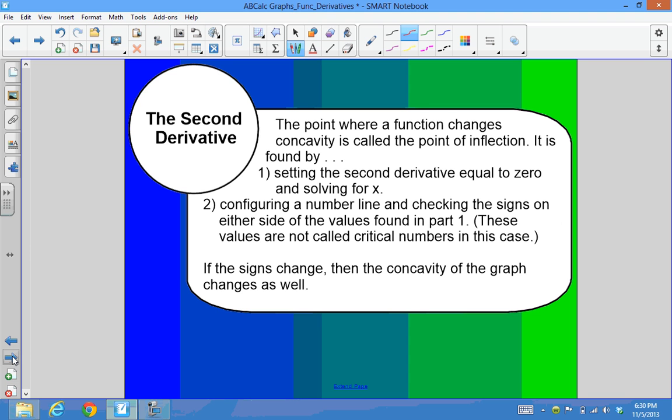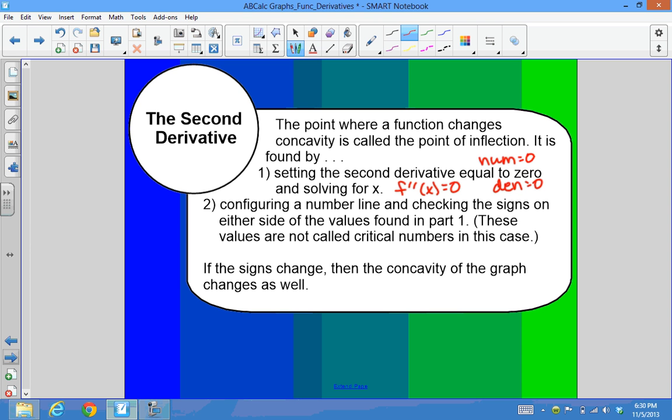The point where a function changes concavity is called the point of inflection. It's found by setting the second derivative equal to 0 and solving for x, so f double prime of x equals 0. Oh, and I should have said equal to 0 for both the numerator and the denominator. Numerator equals 0 and denominator equals 0, so it's where f prime equals 0 or is undefined. Sorry, kind of bad notation here, but jot it down.